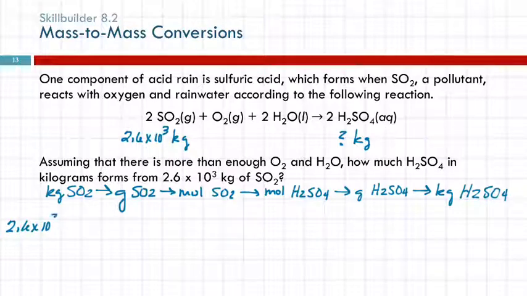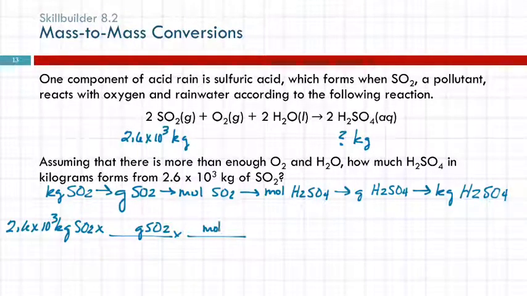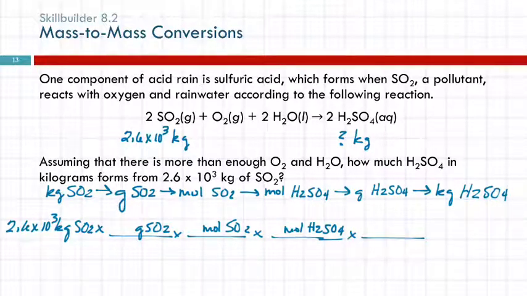2.6 times 10 to the third kilograms of SO2. And I'm going to convert this to grams of SO2. And then I'm going to convert it to moles of SO2. And then moles of sulfuric acid, H2SO4. And then grams of H2SO4. And then kilograms of H2SO4. We don't have any room for the answer, but that's okay.